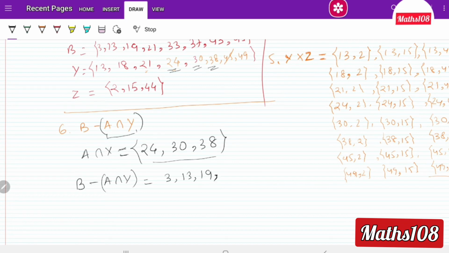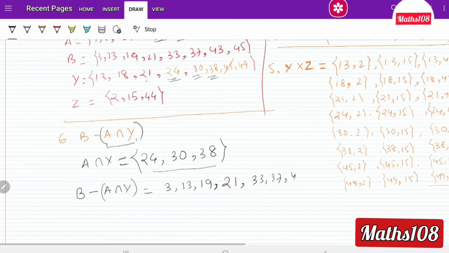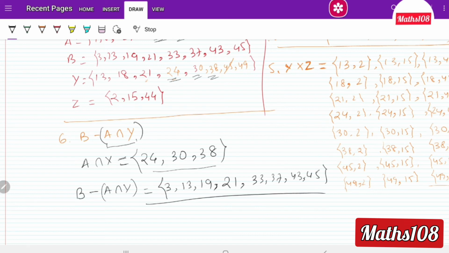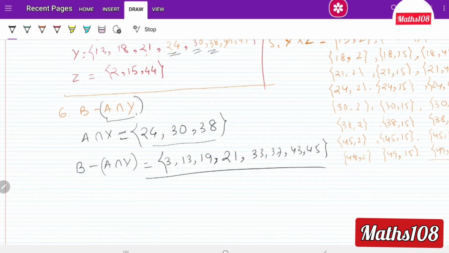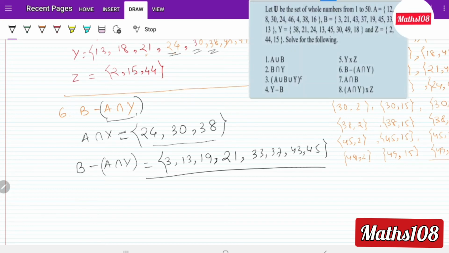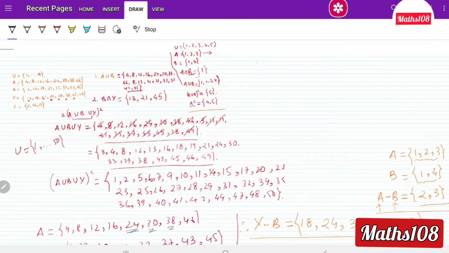We need to check, is there any common element in A and Y? There is no 19 in here, not 21 in here, not 30 in here, not 37 in here, not 43 in here, and not 45 in here. So this is B minus A intersection Y. It is very small, but try to learn.